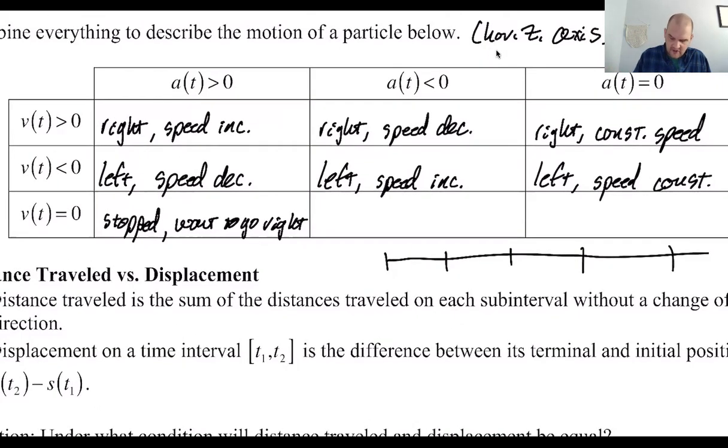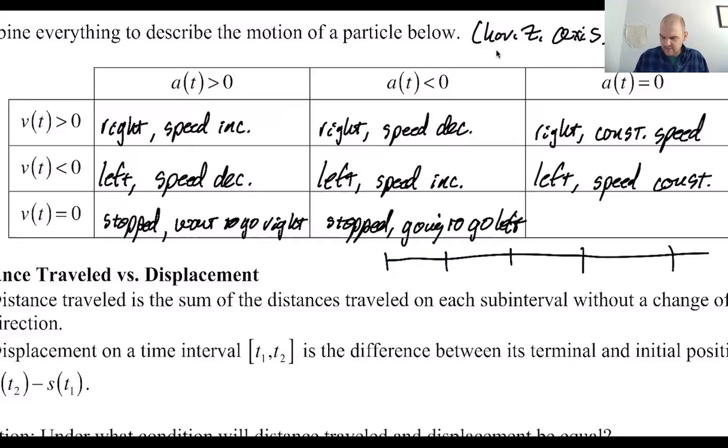If v of t is 0 and a of t is negative, it's like you ran here and then you stop for a second, right? So now you're here, but you know you've got to go back. It's like you're ready to go left. So you're stopped, you're going to go left. I don't like this row.